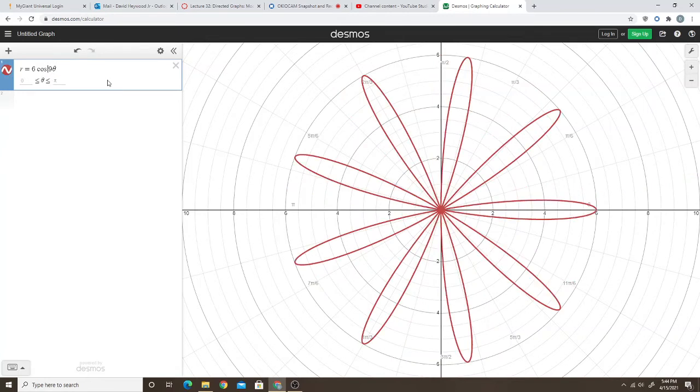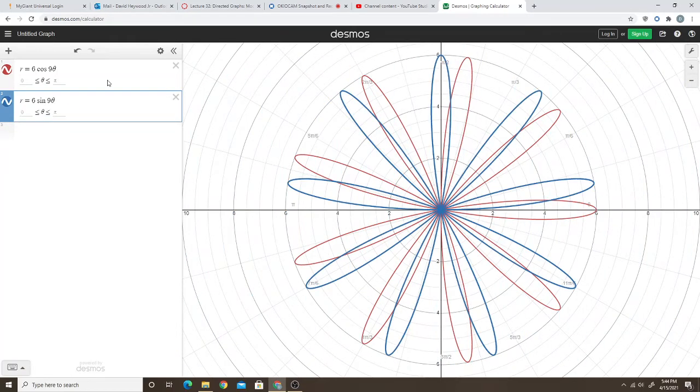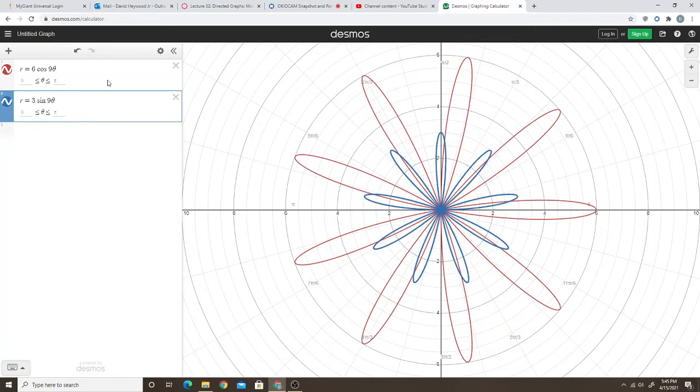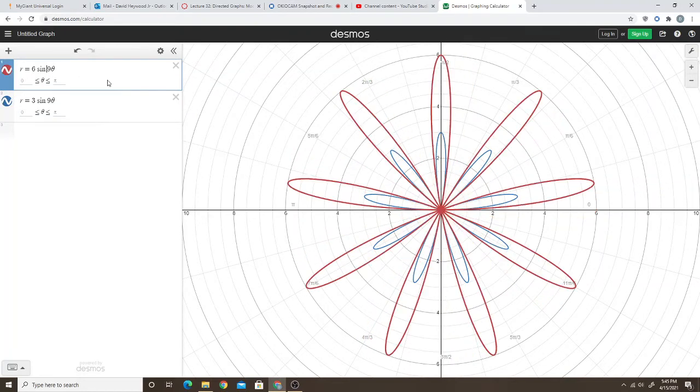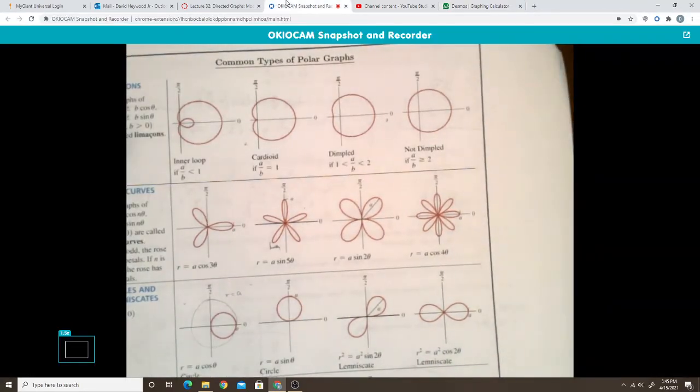Cosine. See? In fact, you could graph them. 6 sine 9 theta. It's actually a lot of fun to play around with these things. We can make little pretty designs. Aw, isn't that nice? Maybe I'll change it to a sine. So that, oh, look at that pretty flower. Okay. So play around with it in Desmos a bit so that you kind of get your bearings.